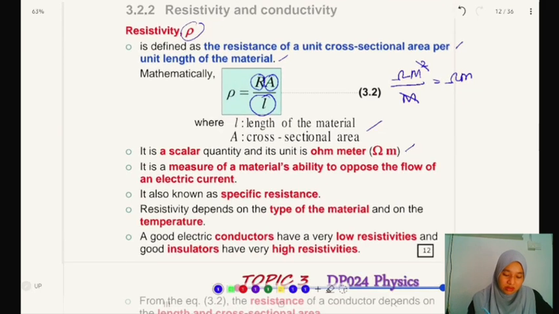It is a measure of the material's ability to oppose the flow of electric current. Material ability, kebolehupayaan material itu untuk memberi halangan dalam dia punya electric current. So, ataupun nama lainnya adalah specific resistance. Resistivity depends on the type of the material and on the temperature. A good electric conductor has a very low resistivity and a good insulator has a high resistivity.